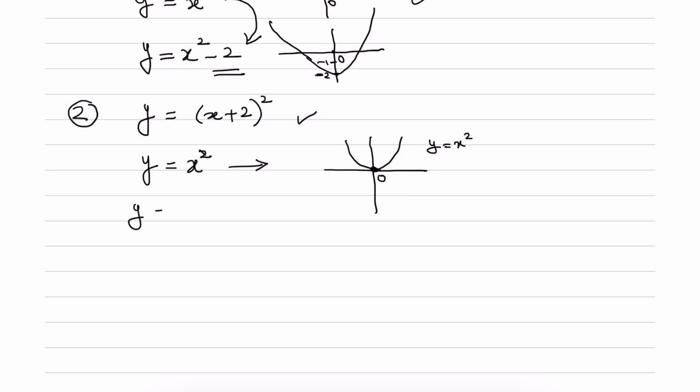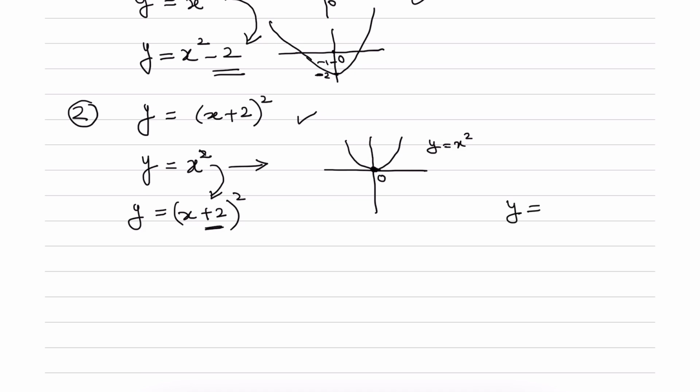Now I need the graph for (x plus 2) whole square. So how did we get from x square to (x plus 2) whole square? We are thinking in x, 2 is being added. So whenever you make a change in x, specifically if you add a number in x, your graph is shifted 2 units left.